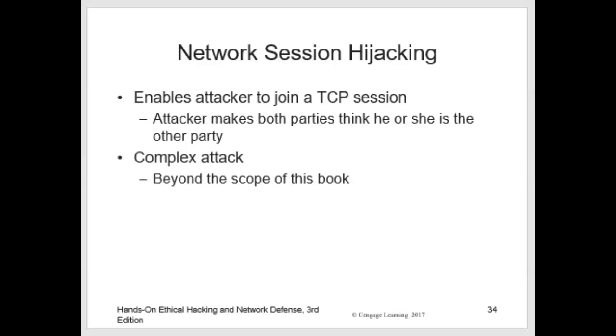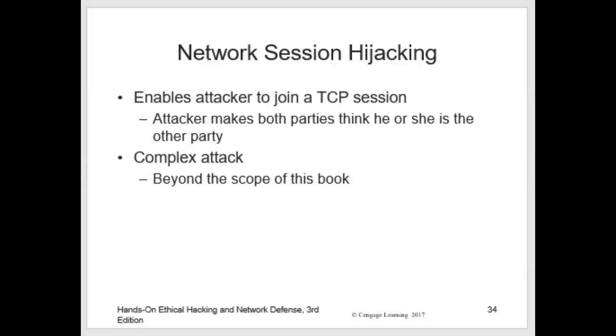Now, there's also network session hijacking. So this enables the attacker to join that TCP session. Remember, TCP is that layer 4 transportation protocol. So when you hijack a session, the attacker makes both parties think that he or she is the other party. So the man in the middle is a form of network session hijacking that we just talked about.